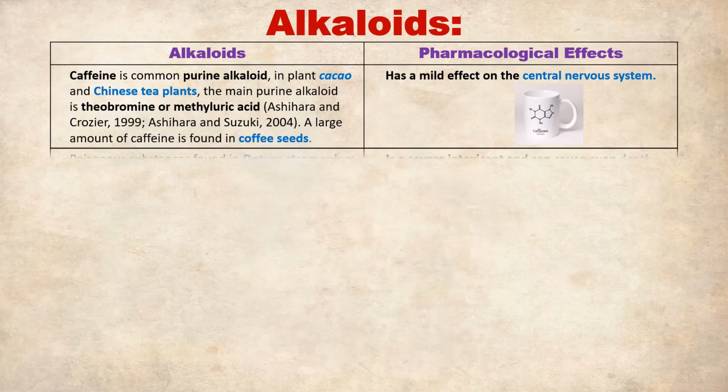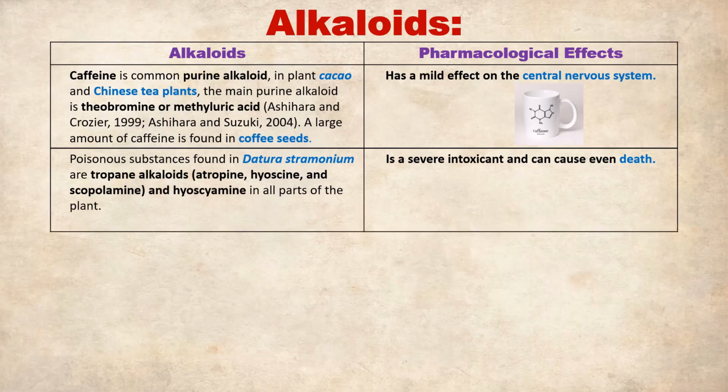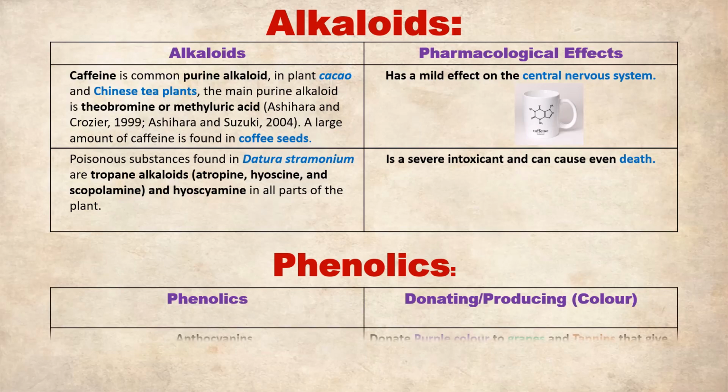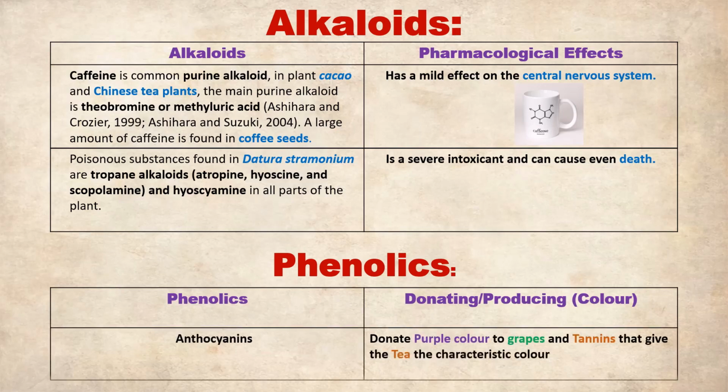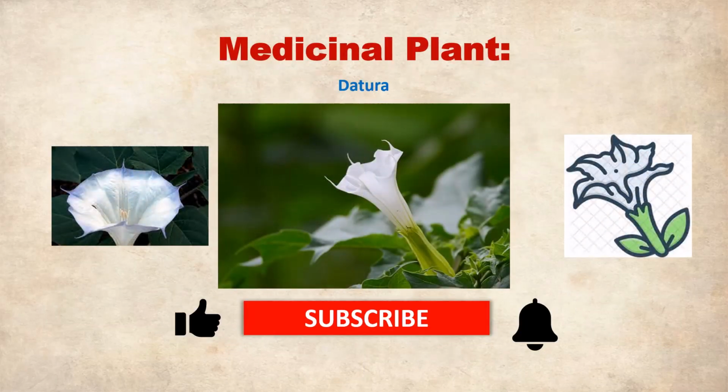Poisonous substances found in Datura stramonium are tropane alkaloids. For example, atropine, hyoscine and scopolamine and hyoscyamine in all parts of the plant. Datura is a severe intoxicant and can cause even death. Among the phenolics, we consider the example of anthocyanins, which donate purple color to grapes, and tannins that give the tea the characteristic color. These are the images of medicinal plant Datura.